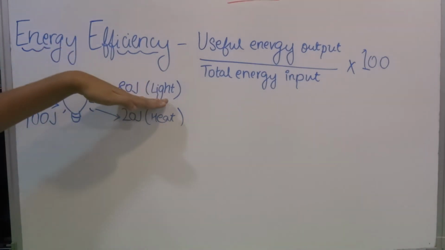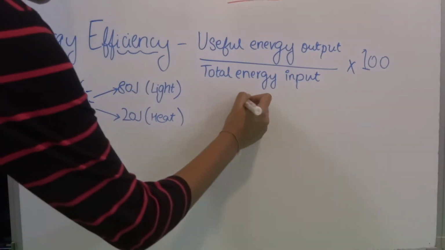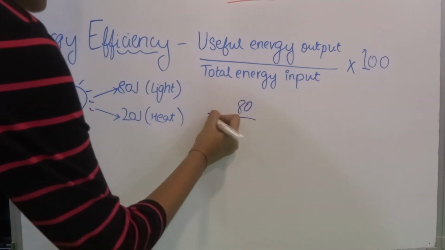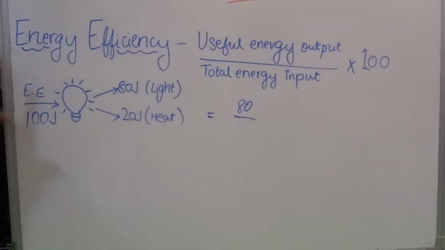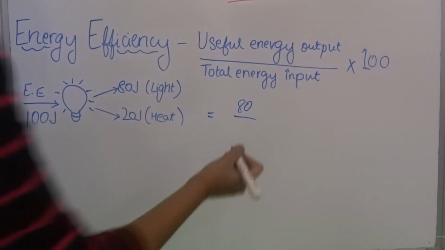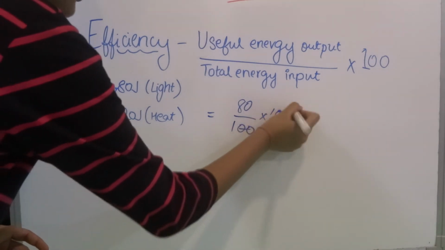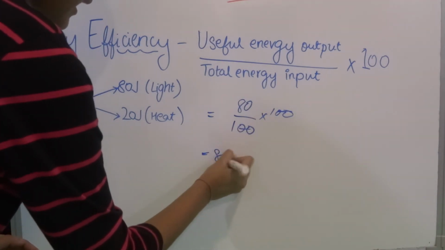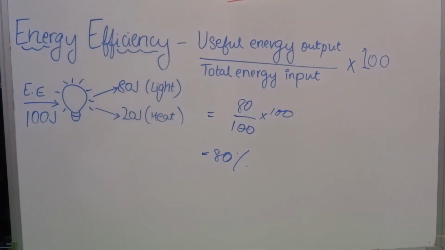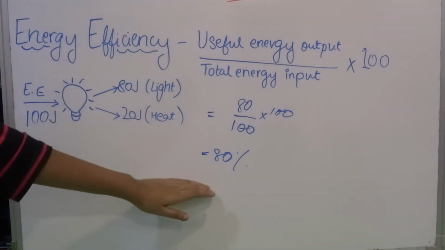So the useful energy output is 80 joules and the total energy input, that is totally 100 joules of energy, were put into it. So it is 80 upon 100 into 100. So this bulb is 80% efficient. So the efficiency of this light bulb is 80%.